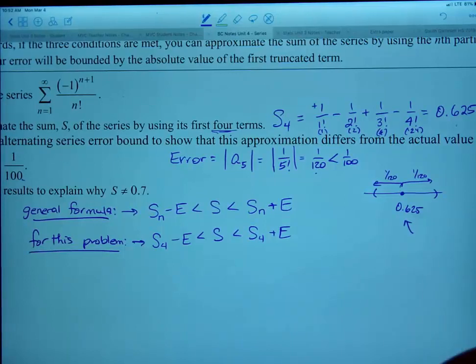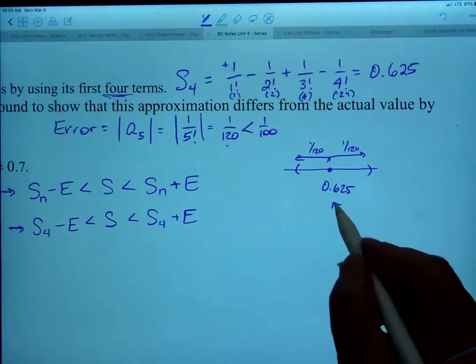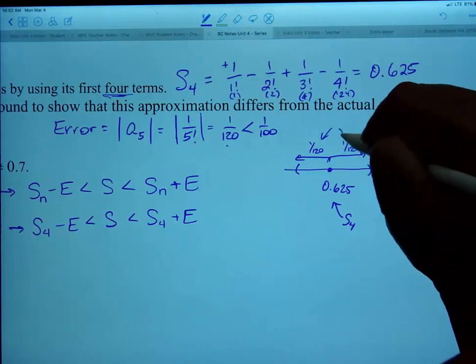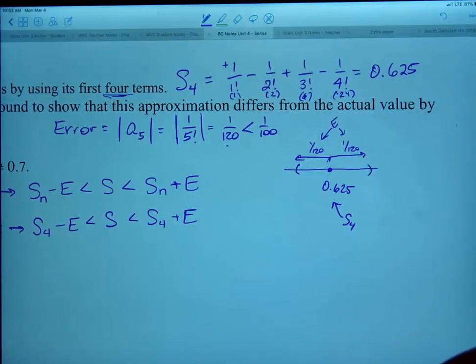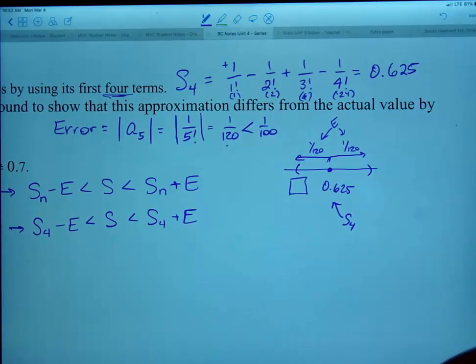All right, let's see if I can move this over and blow it up so you can see both things. This 0.625, that was S sub 4, right? Isn't that S sub 4? Okay. This 1 over 120, both of these, that's E. Both of those are E. Can you tell me, please, what number on the number line goes there? How would I find that number that goes in the box?